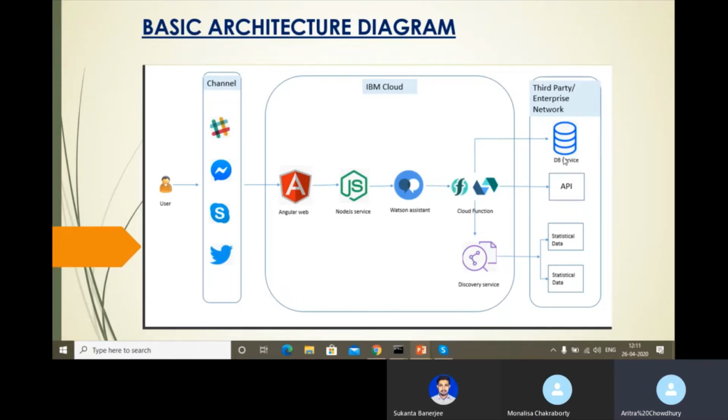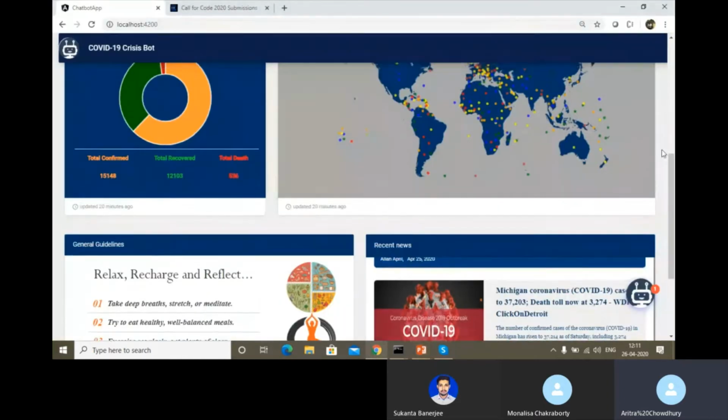So we have used this Cloudant DB to store the queries which we couldn't provide a solution to, for future analysis. We'll be doing statistics and analysis on it and providing a better solution. So we're directly taking you to the landing page of this application.